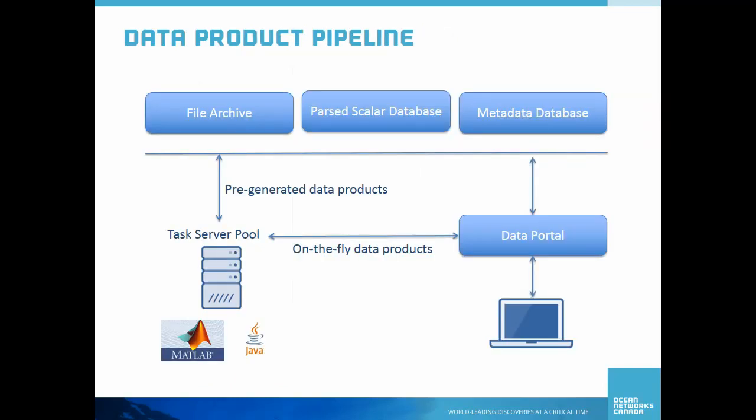Now, how do you get the data out? We have this data product pipeline. From the file archive and the various databases, we can pre-generate data products with our task server pool. We have on-the-fly data products that users can request through the data portal and then download to their laptops. Most of our data products are actually generated in MATLAB, which is what I do.